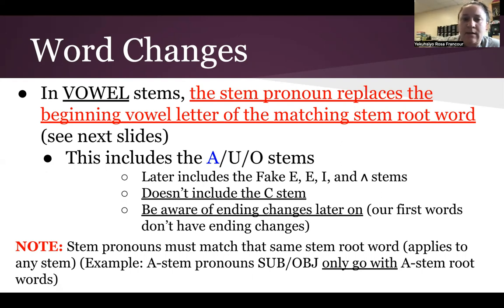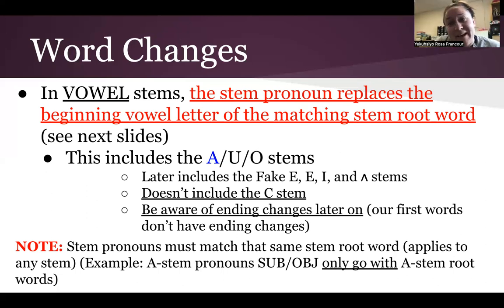This later includes the E, the I, and the caret stems, and depending on the verb, sometimes the fake E. But sometimes a fake E operates like a C stem, so don't worry about that right now. But all vowel stems, okay? So this does not include the C stem. When I talk about the C stems shortly, this is different. There's a different rule for the C stem. Be aware of ending changes later on.